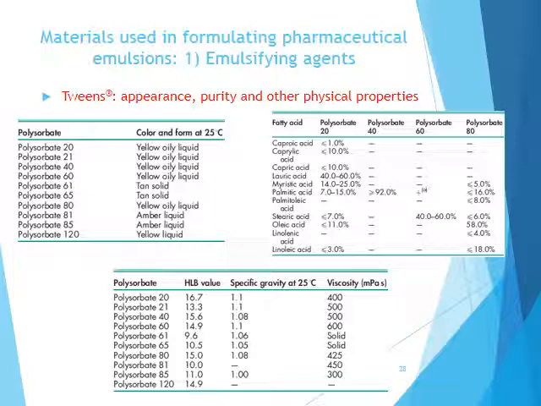Also, the specific gravity at 25 degrees centigrade differs from one emulsifying agent to another. For example, 1.1 for polysorbate 20, and then we have 1.08 for polysorbate 80, and so on. The same is true for the viscosity. Because they are different in structure, we are expecting different viscosities for different Tweens, as mentioned here in this slide.